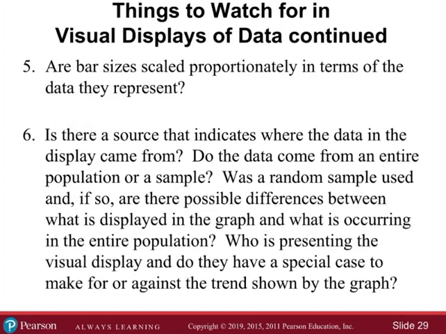Five, are bar sizes scaled proportionally in terms of the data they represent? Six, is there a source that indicates where the data in the display came from? Do the data come from an entire population or a sample? Was a random sample used? And if so, are there possible differences between what is displayed in the graph and what is occurring in the entire population? Who is presenting the visual data, and do they have a special case to make for or against the trend shown by the graph?